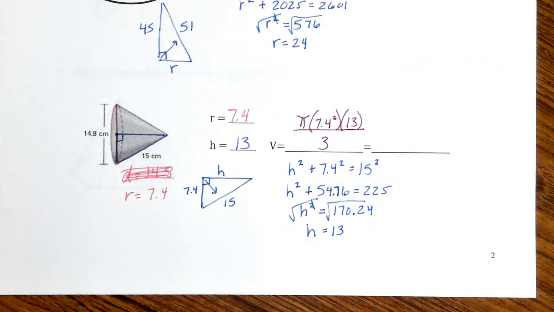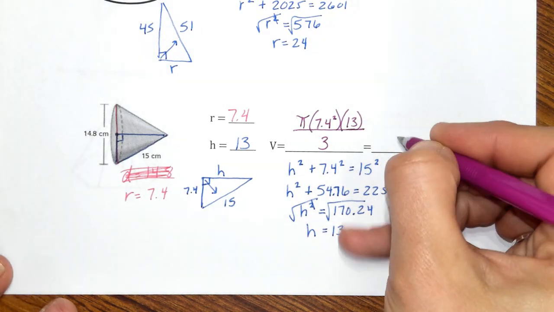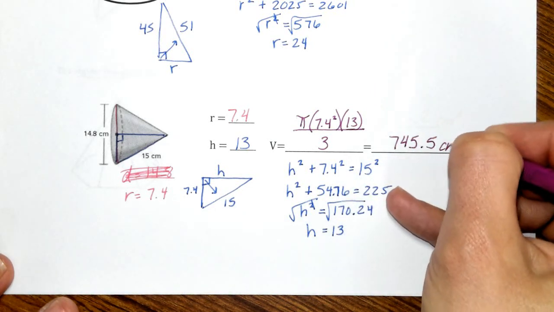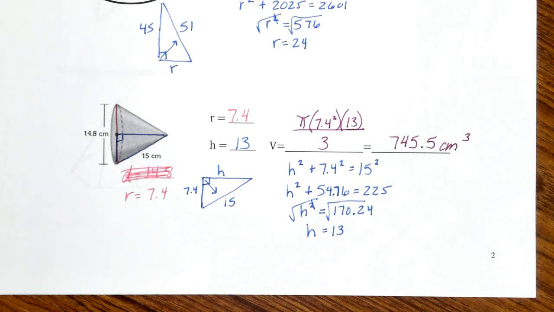You bop that into your calculator, right? Round to the nearest tenth. We should get 745.5 centimeters cubed. And there are your pyramids and your cones for volume.